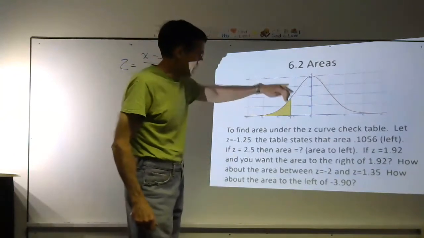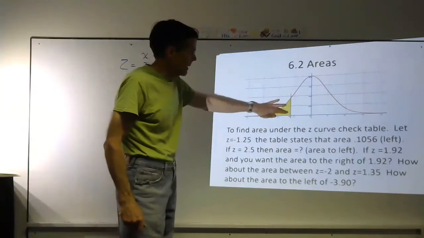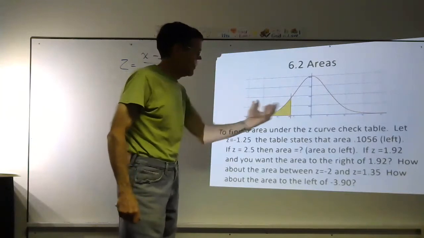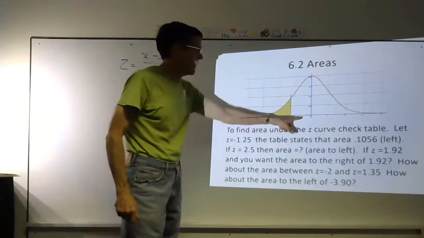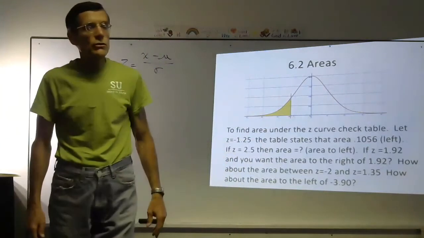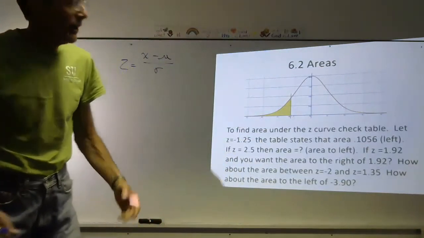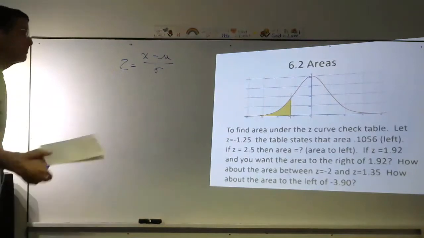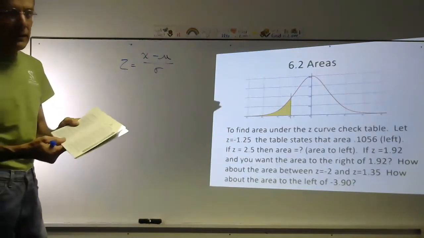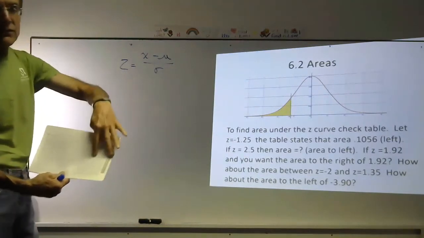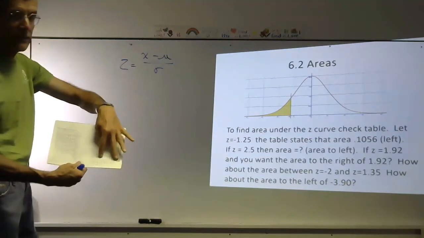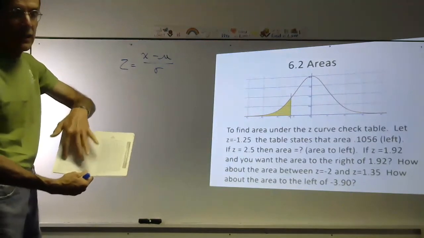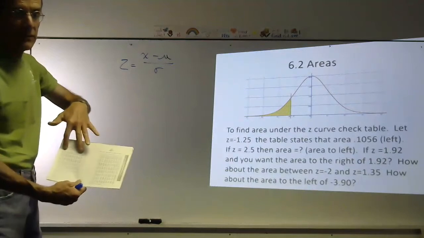Okay, so suppose I wanted this yellow area. This yellow area is the area to the left of a z-value of -1.25. Okay, the chart is constructed to give you that. The chart has a positive side over on the right-hand side. It has a negative side over on the left-hand side, okay?